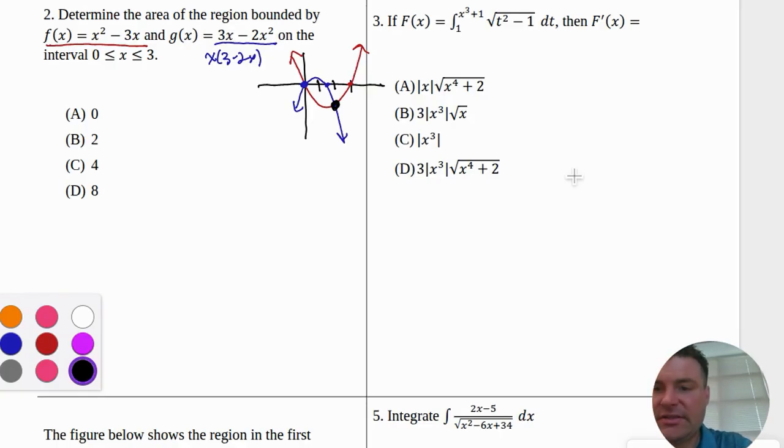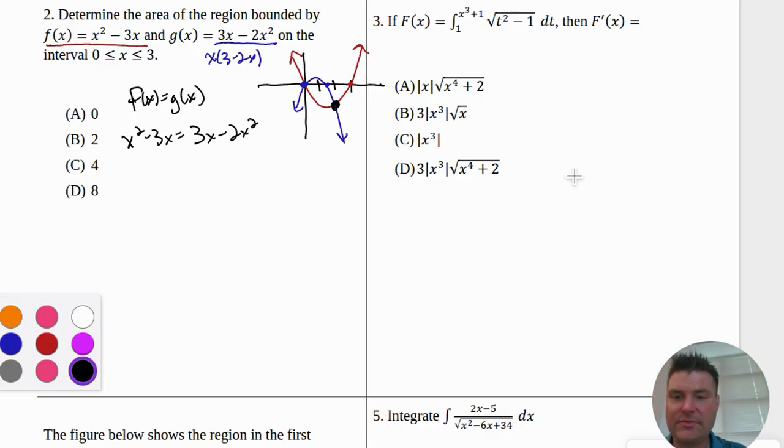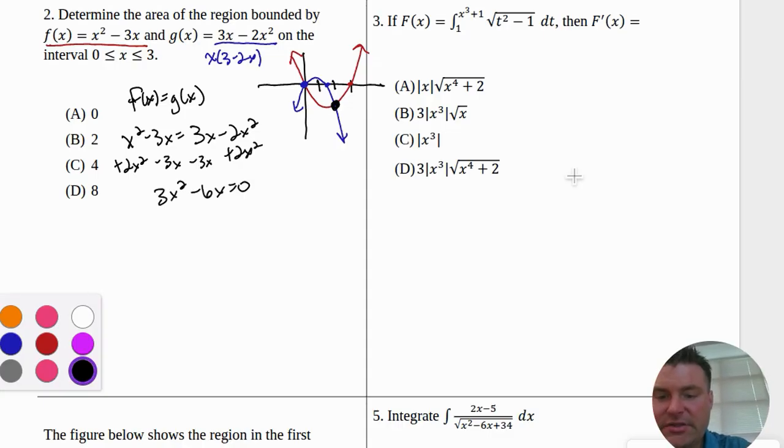Well, let's set f of x equal to g of x. So we're going to get x squared minus 3x is equal to 3x minus 2x squared. I'm going to move everything over to the left-hand side. It looks a little bit easier to do that if I add the 2x squared to both sides and subtract 3x from both sides. I'm going to get 3x squared minus 6x equals 0. If I take out a 3x, x minus 2, so it intersects here at x equals 2.